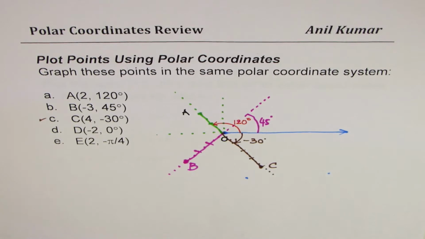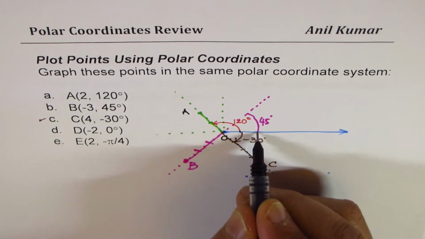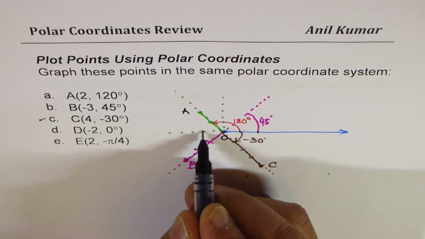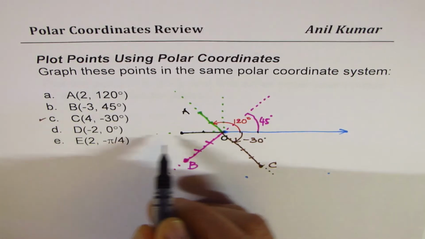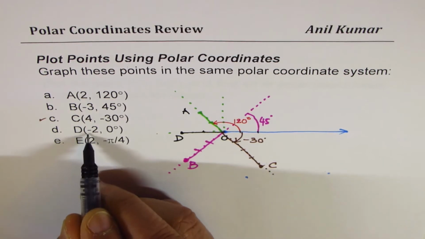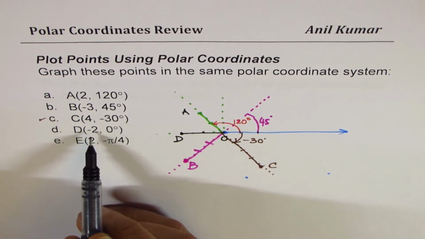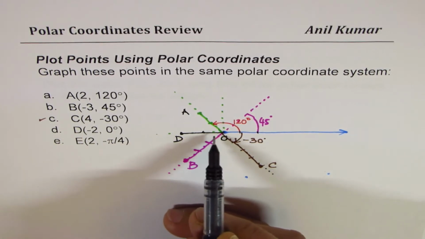Now what we have here is minus 2 and 0 degrees. Now when we say 0 degrees, that means the terminal arm coincides with this arm itself. So it is 1 and 2 on this side. Minus means reflected, so it would be on the other end. So that will represent the point D, which is minus 2, 0 degrees.